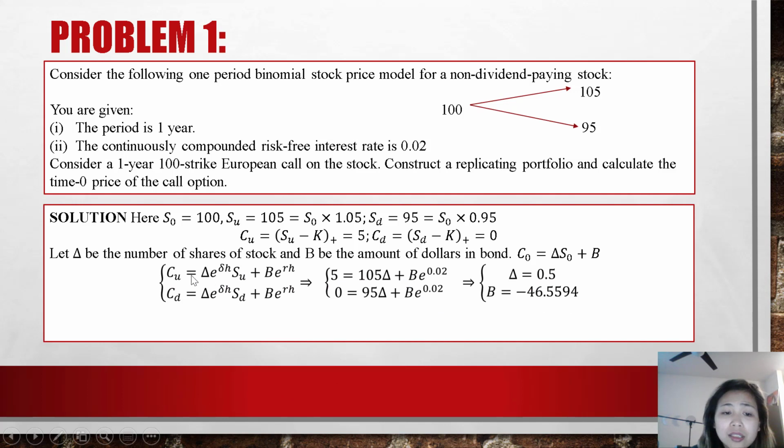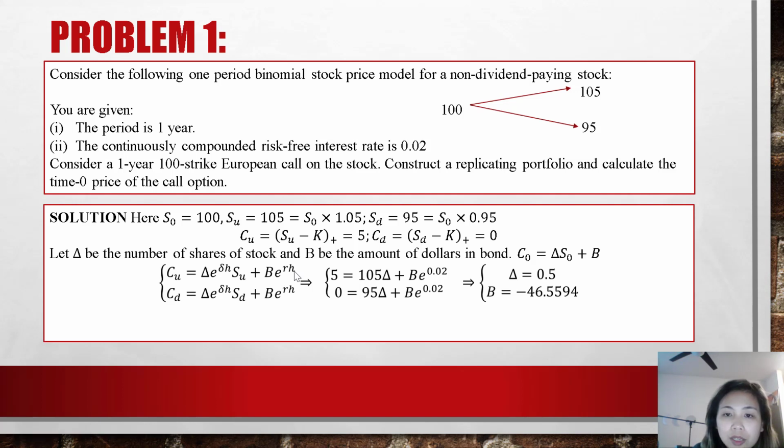Let's consider the case when the stock price goes up to Su. Cu should be equal to, first, the number of stock shares times e to the delta h, because the dividend yield is delta. So after h years, the number of shares goes up to delta times e to the delta h, and the price of each share is Su at that moment, so we multiply by the price. And B is the amount of dollars in bond at time 0, accumulated to B times e to the rh at time h.